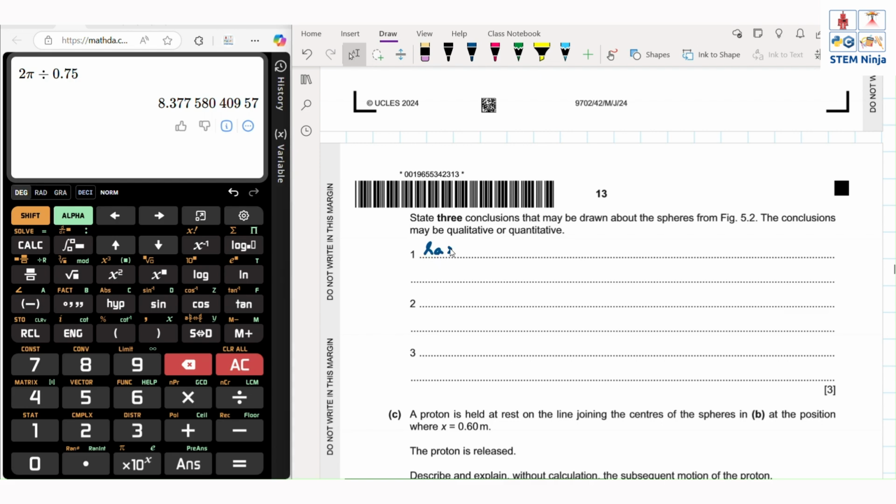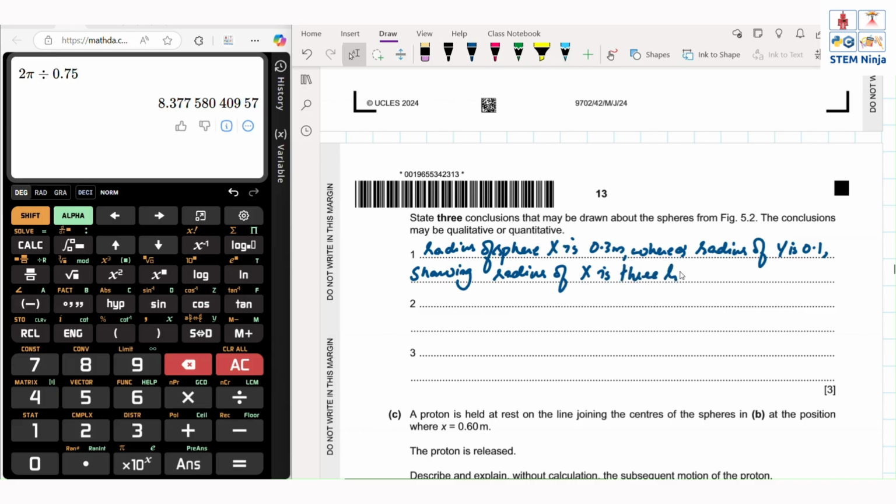So radius of sphere X is 0.3 meter, whereas radius of Y is 0.1, showing radius of X is 3 times the radius of Y.